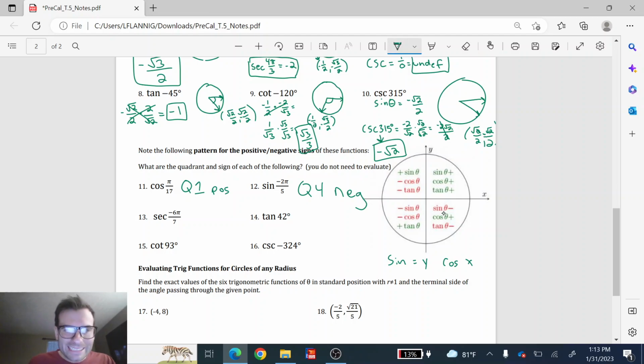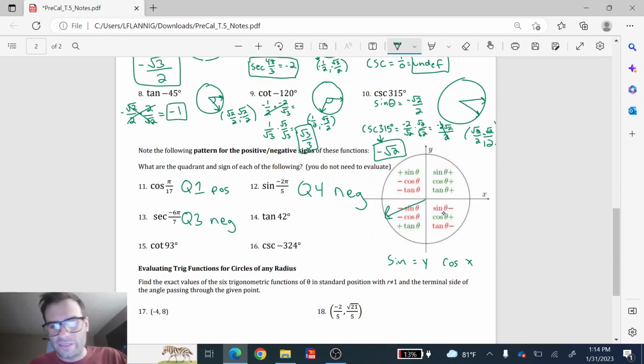Then we have the secant of negative 6 pi over 7. If we look at negative 6 pi over 7, we would get somewhere in this section right here. That is going to be quadrant number 3. And we're looking for the secant, but if you remember, secant is just the reciprocal of the cosine, and because we have a cosine that's negative in this section, we also have a secant that is negative in this section.